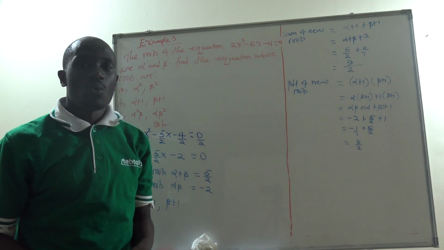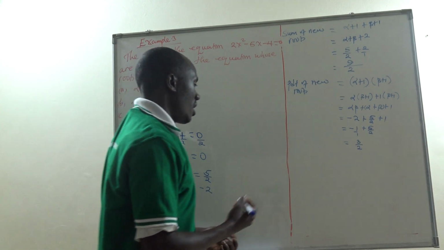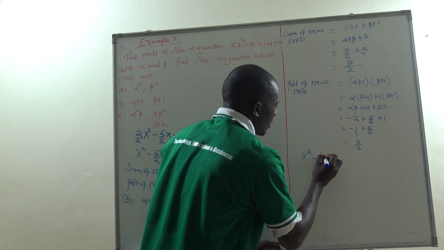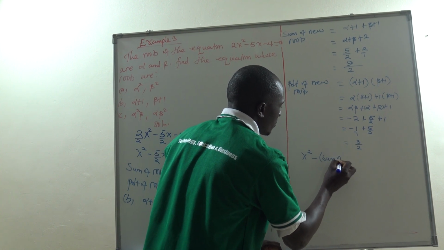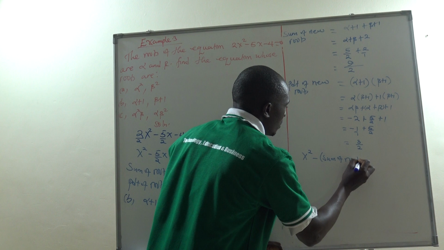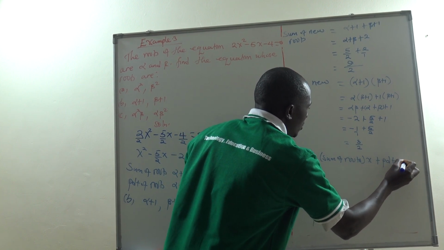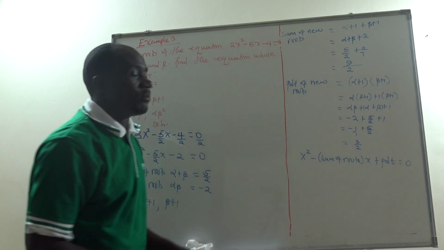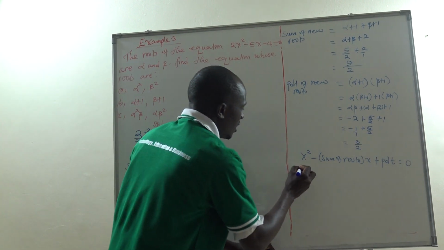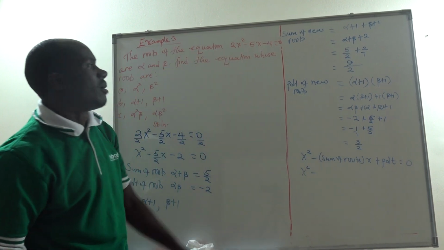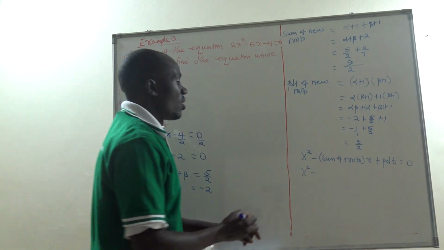Then from there, we are going to apply our formula, which is x squared minus the sum of roots, that is x, plus the product equals 0. So we substitute in: this is x squared minus, do we know the sum of roots? Our sum of the new roots is already 9 out of 2.